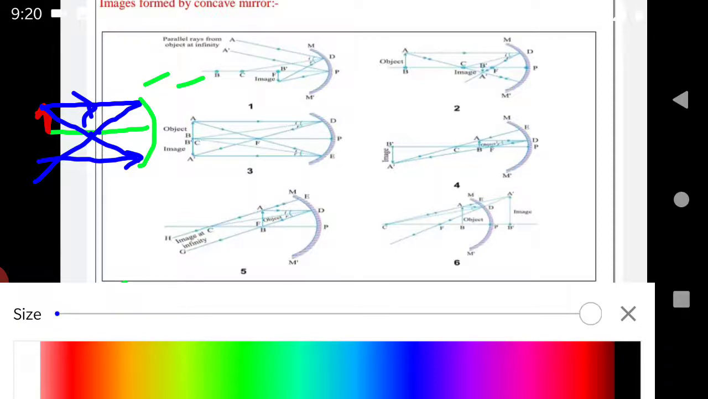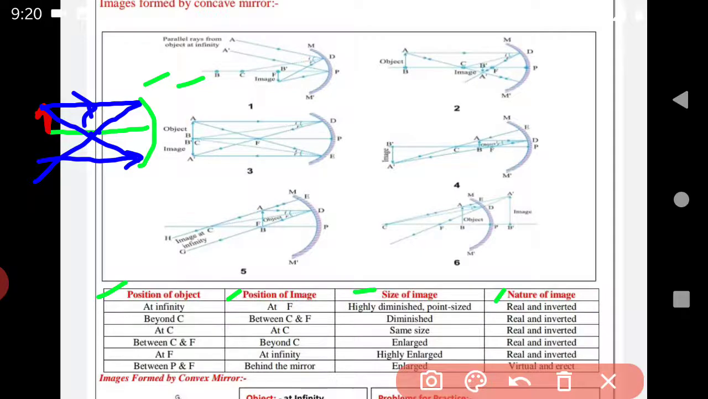The image is formed at the focus only, and the image formed at the focus is of very small or point size. A very diminished image is formed by the concave mirror when the object is placed at infinity, and the position of the image is at the focus, at F. So see there, when the object is at infinity, the position of the image is at focus, and what is the size of the image? The size of the image is highly diminished and point sized, and the nature is real and inverted. Why is it real and inverted?